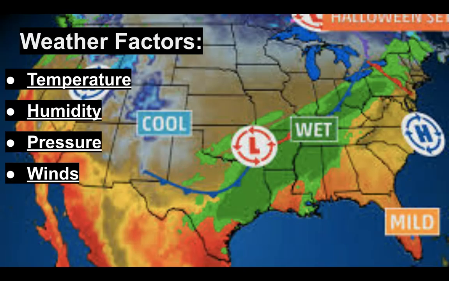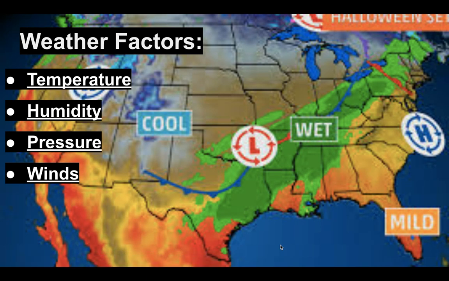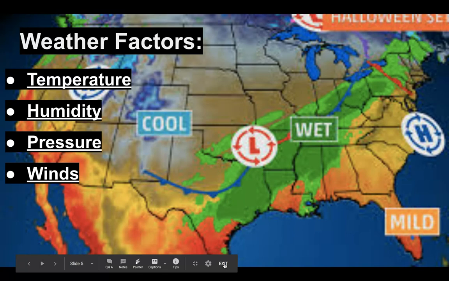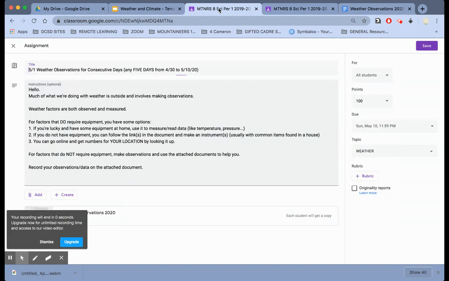For the chart that I just sent you all, I think today, maybe yesterday, the weather factors, again, temperature, humidity, pressure, and winds, I put them in that order because temperature impacts humidity, humidity impacts pressure, pressure impacts winds. But those are the things that are going to show up as you go to do your chart.